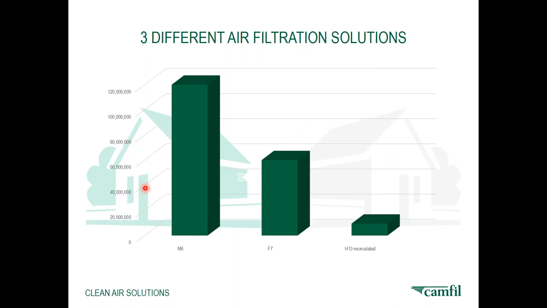Here we have a summary of the previous slide. If you use an M6 filter, you will have 120 million inside the house. If you use an F7 filter, you will have 60 million particles inside the house. And if you add a recirculating unit with a H70 filter, you will have 9.5 million of particles. So filter matters.